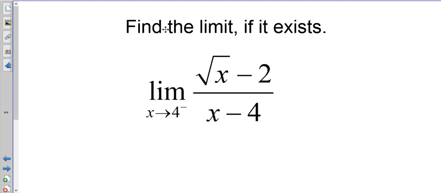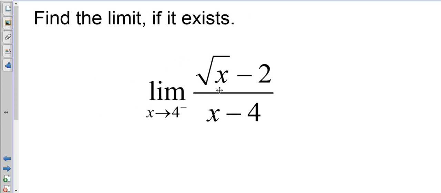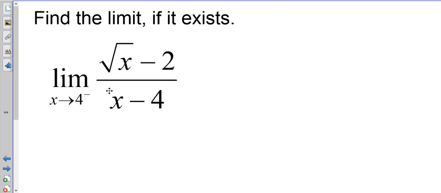Well, a little warm-up. We're going to find the limit, if it exists, with this limit right here. Now, what you need to know is that this is a one-sided limit. When you see the minus sign, this means this is a left-sided limit, which we've found before. Now, left-sided limits, just like right-sided limits, equal the limit as x approaches 4 by itself. And if it equals, the right and left side limit will be the same.